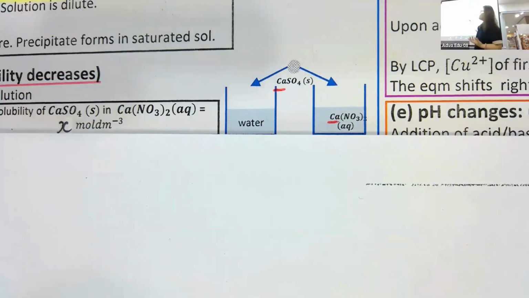And can you see I underline Ca? So you're dissolving calcium sulfate in a solution that contains identical ions. In this case here, it is Ca2+. So this is called common ion effect. Whenever you dissolve a salt into a solution that contains identical ions, the ions can be cation or anion, this is called common ion effect, and it always causes the solubility to be lower than in water. Okay? So this is given to you.